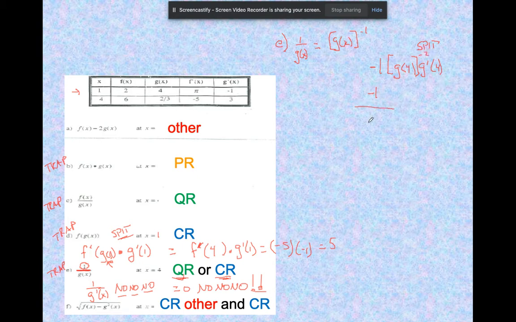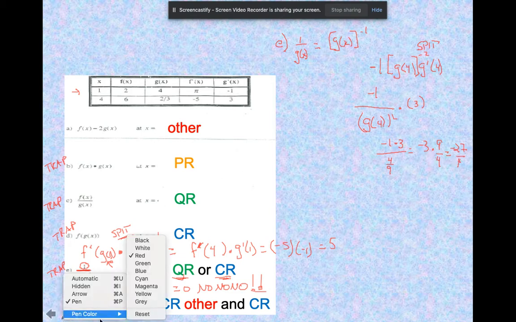So this is -1 over g of 4 squared times g prime of 4, which is 3. So that's -1 over g of 4 was 2/3, and squared is 4/9, times 3. So that's -3 times 9 over 4, -27 over 4.